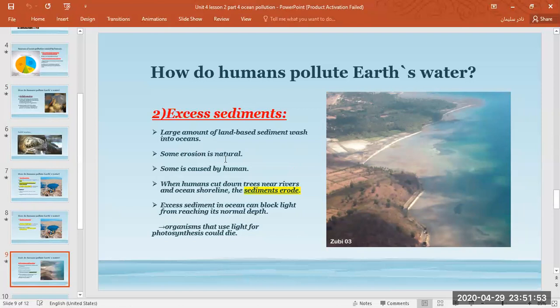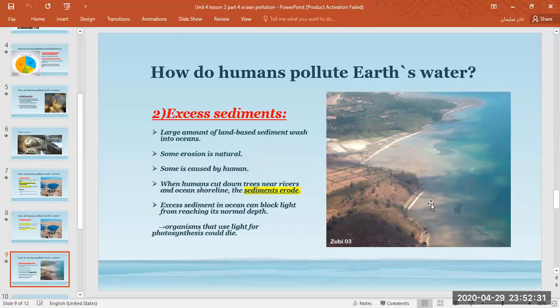Some erosion is natural. Okay, sometimes erosion of sediment is natural. Some is caused by a human. How? When a human cuts down trees near rivers and ocean shoreline, this is the shoreline, okay, like the beach or the area where the land is close to the ocean. Cutting of these trees in this area causes the soil to be eroded, right? So when humans cut down trees near rivers and ocean shoreline, the sediments erode.